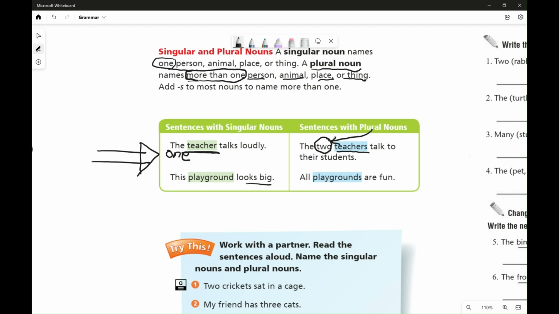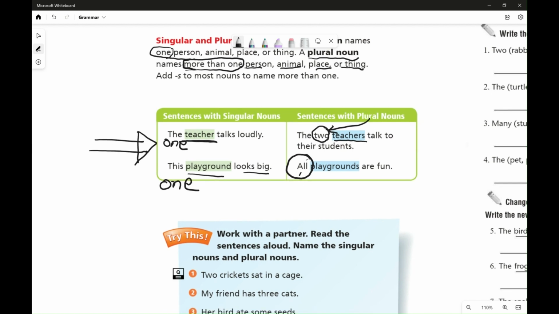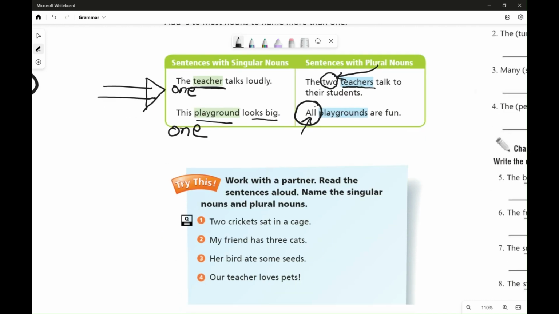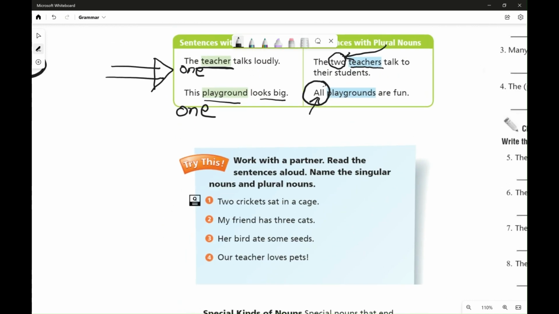This playground looks big. What looks big? The playground. How many playgrounds? One. All playgrounds are fun. What are fun? All the playgrounds. How many playgrounds? All. So it's a plural.